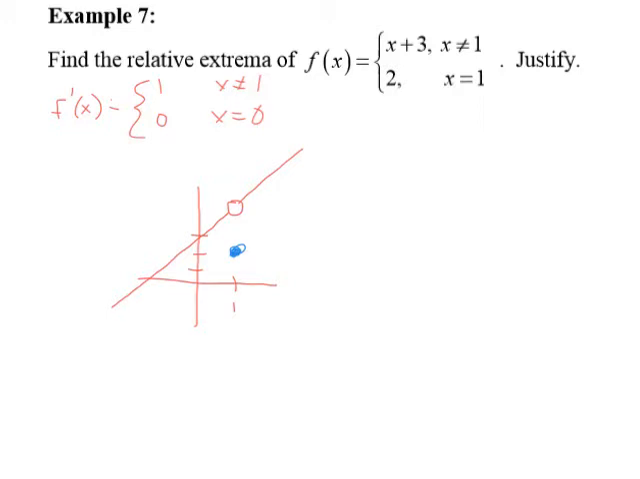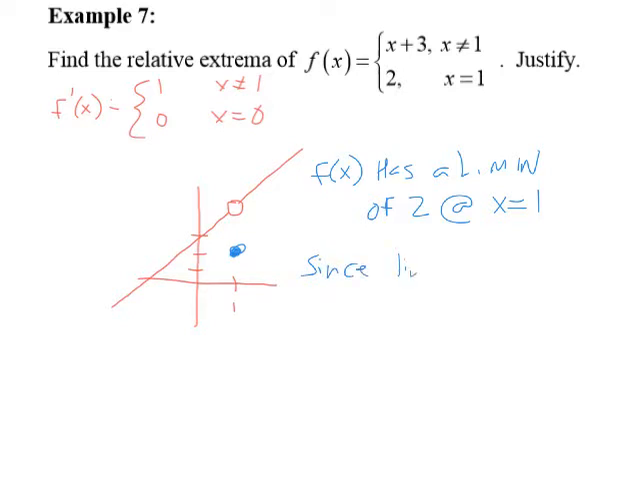So we approach this graphically, we say that f of x has a local min of 2 at x equals 1, and the justification is that we cannot use the first derivative test. This justification is a little bit harder to write out, but the reason for this is because as we approach 1 from the left, our function is greater than f of 1.